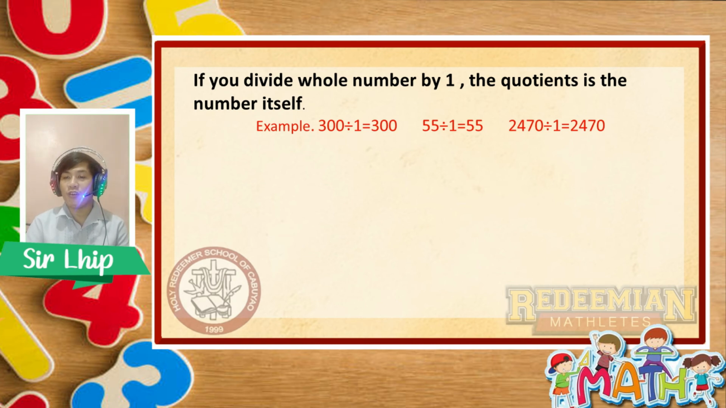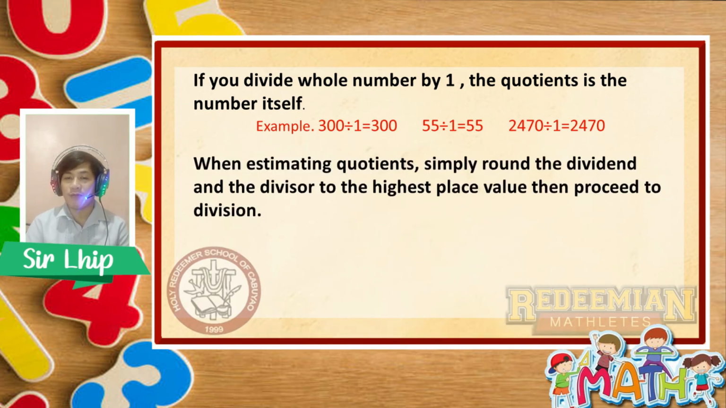Then, when estimating quotients, simply round the dividend and the divisor to the highest place value, then proceed to the division. Examples, 453 divided by 13. So, we need to round off to the greatest place value, which is 4. The number on the right side of 4 is 5, so round up. We add 1 to 4, so it becomes 5. Then, the 53 changes to 0. So, 453 is now 500.